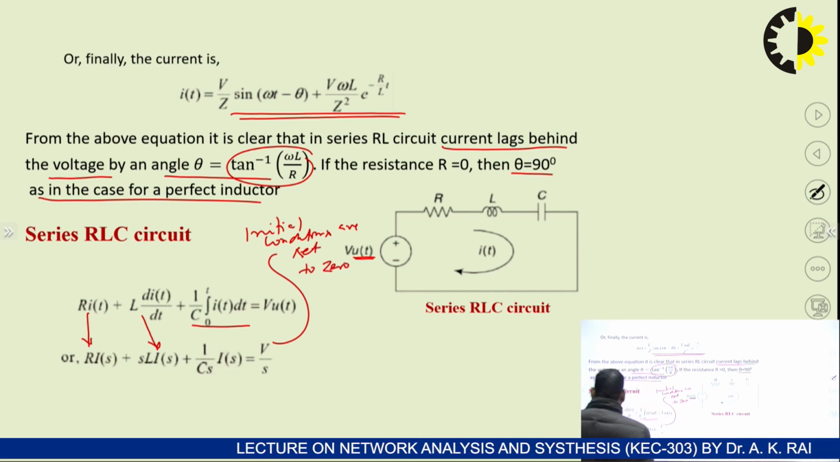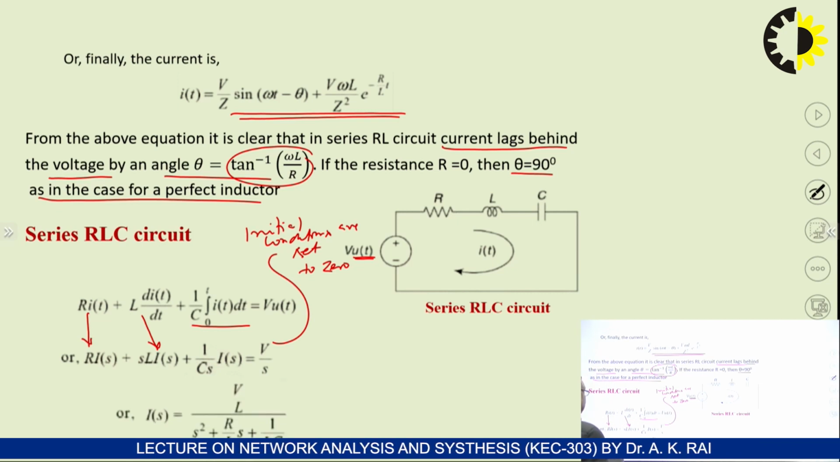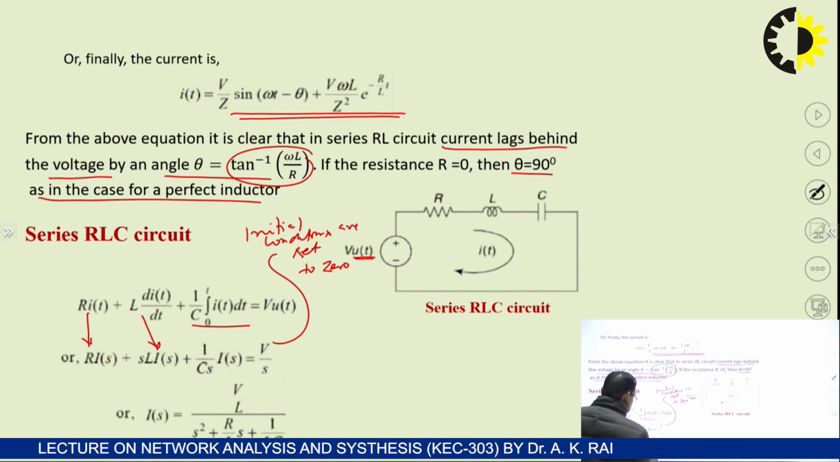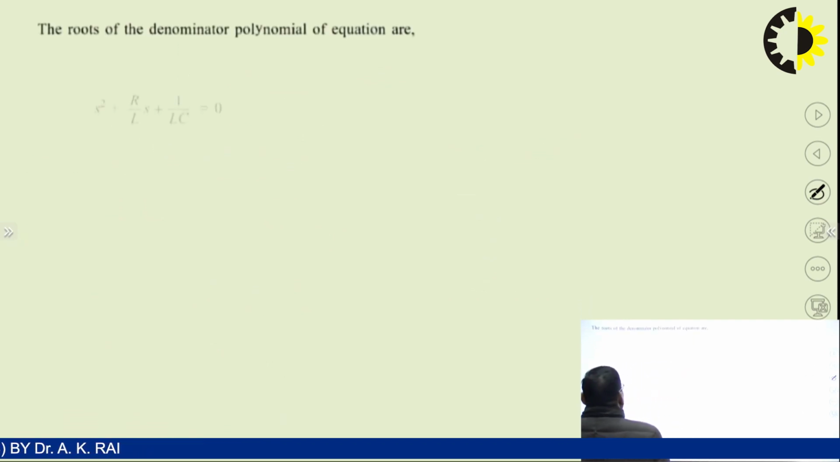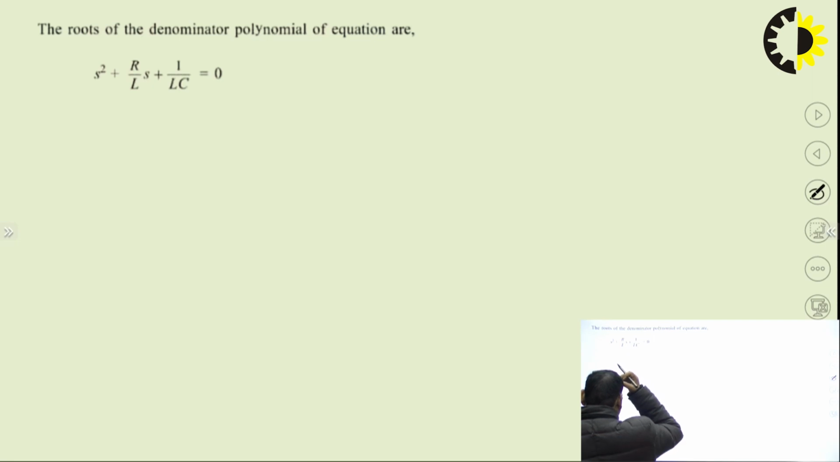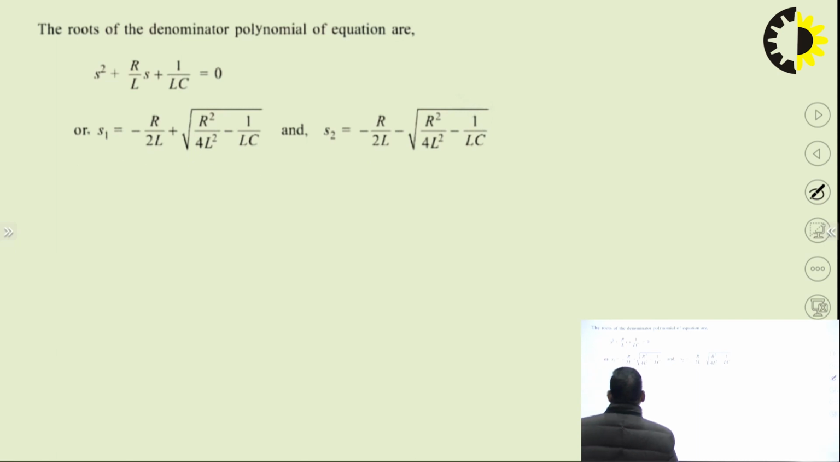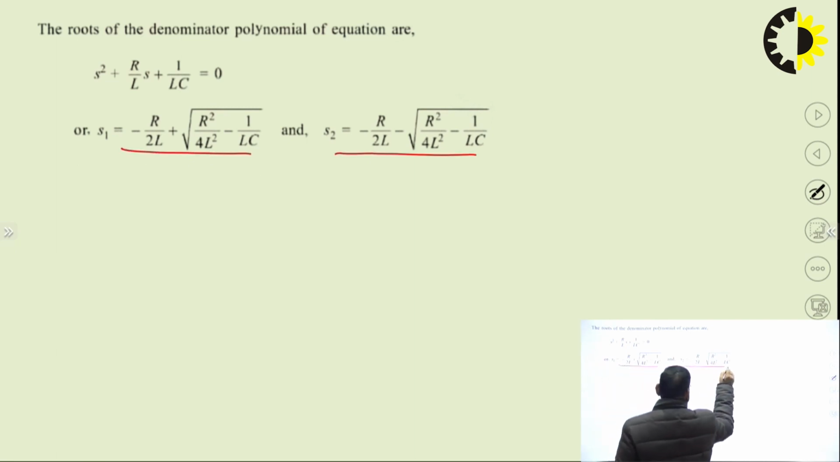So write the expression for I(s). This is V by L over s square plus R by L s plus 1 by LC. Take the roots of the denominator, equate to 0 just to find the roots. So the roots are s1 is this much and s2 is this, so there are 2 roots.